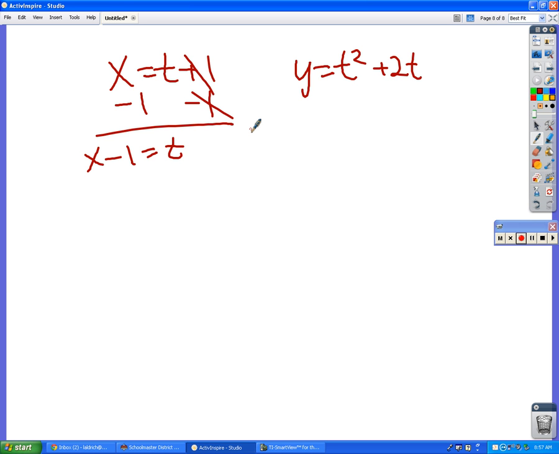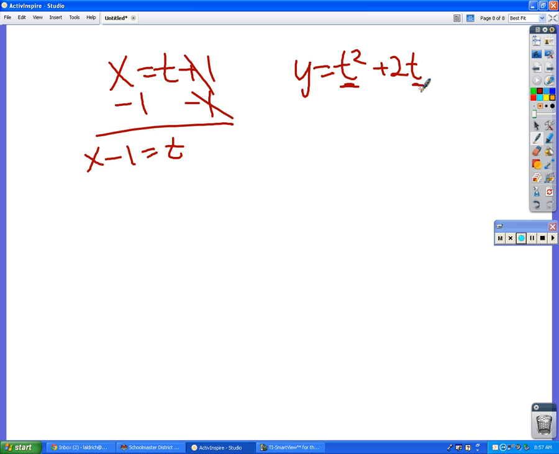So this is a parametric. Yeah, but we're eliminating the parameter right now. Okay, now that I have that in terms of t, what I'm going to do is take that and plug it in for the t's in there.